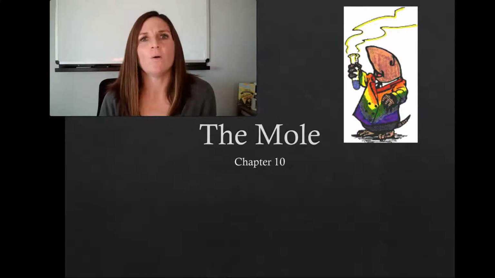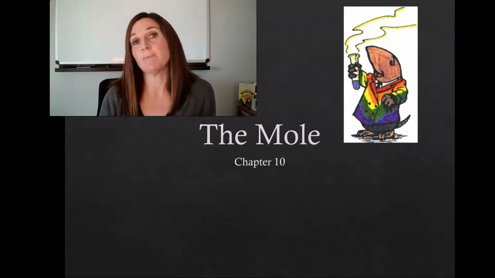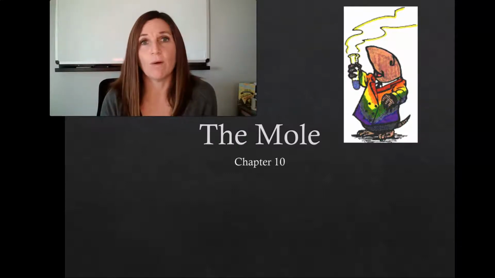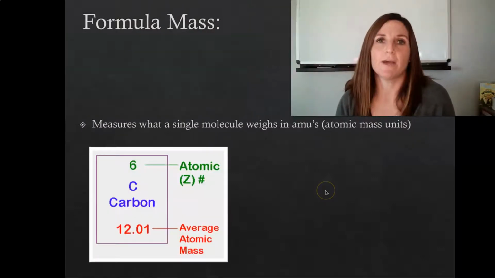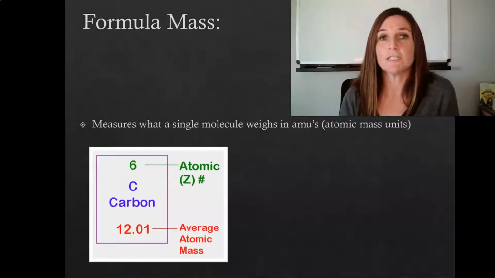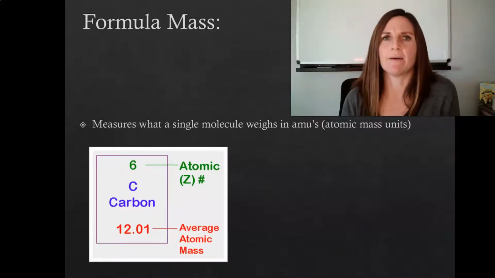But for now, we're going to get started with a concept of how to tell how much a particular atom or molecule might weigh, or how much mass that atom or molecule may have. We're starting our topic with formula mass, and an important thing to know about formula mass is that it measures a weight of an atom.